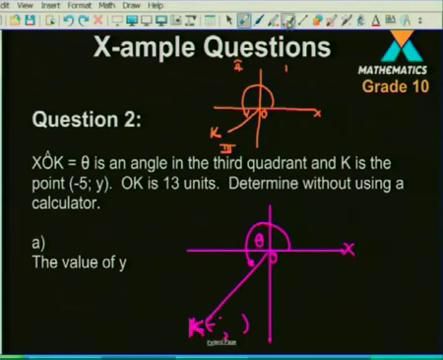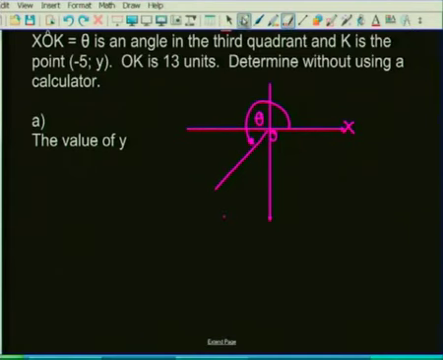In fact, let's just make it a little clearer there. I don't want to squish it in, so that you can see what you're doing. It's the coordinate minus 5, y. That's your K. Now, what do we know? We know that OK is 13 units, so we know the radius is 13. What we need to do is find the value of y, which is this coordinate over here.